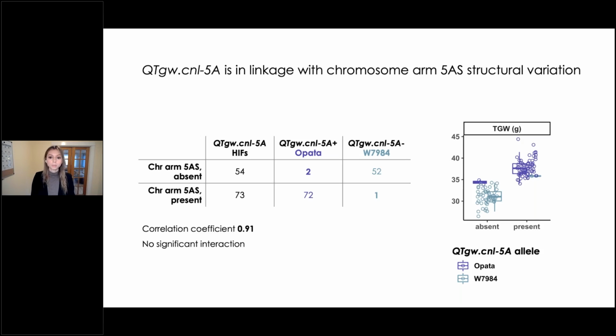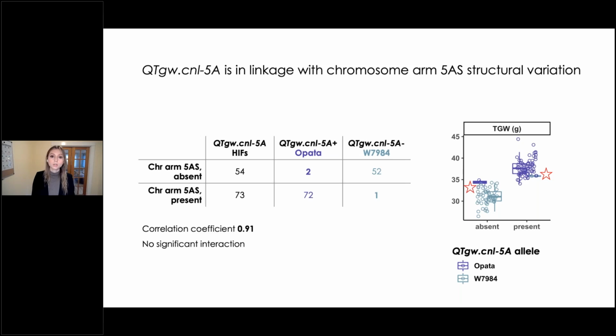We can also look at this with a phenotypic distribution of the fine mapping population, where I've subset the x-axis based on the structural variant of being either absent on the left or present on the right, and then the color of the box plots and distribution of each individual line's phenotype are colored by whether they have the OPATA allele in purple or the W7984 allele in teal. And so starting with the absence variation on the left, the HIFs that broke the linkage disequilibrium and have the OPATA QTL associate more with the phenotypes on the lower end of the spectrum per 1,000 grain weight, even though we had been considering HIFs that have the OPATA allele across the QTL to drive a greater 1,000 grain weight.